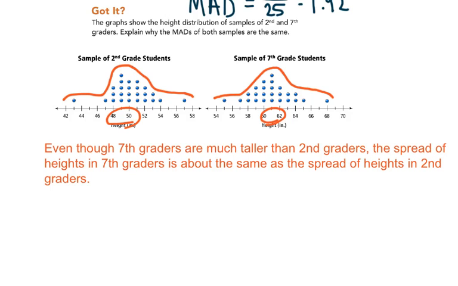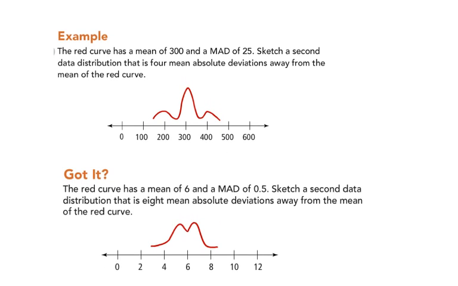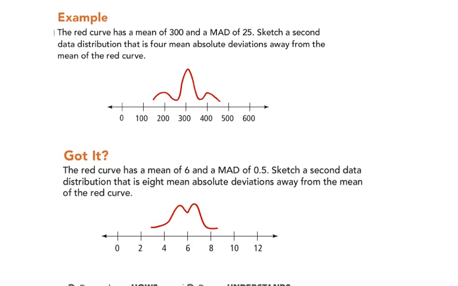Alright, moving on to the next page. We have a red curve that has a mean of 300 and a mean absolute deviation of 25. And we are asked to sketch a second data distribution that is 4 mean absolute deviations away from the mean of the red curve. So we're going to take 4 mean absolute deviations. So 4 times 25 is 100.